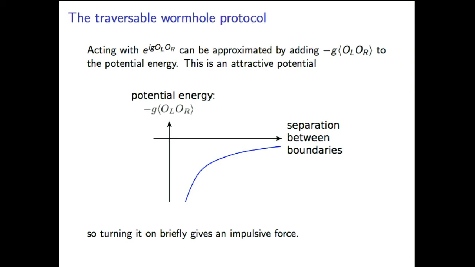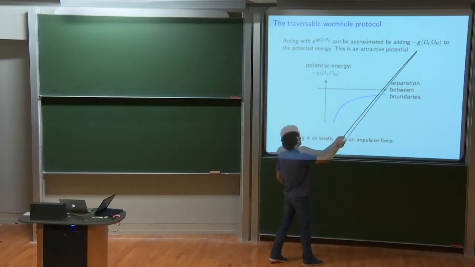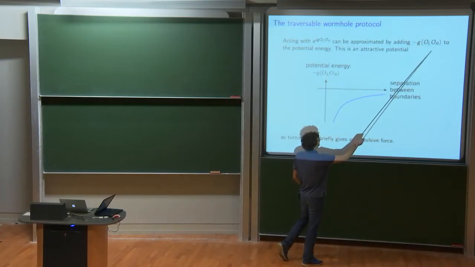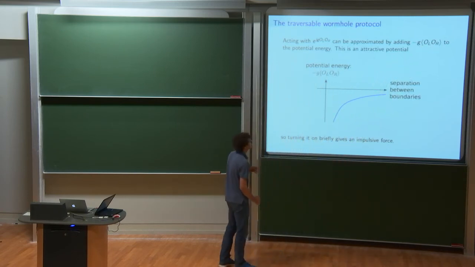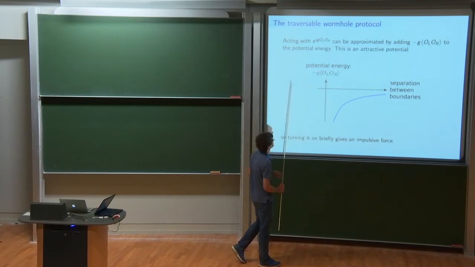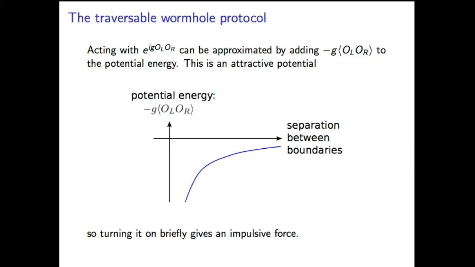And that potential, the expectation value of these operators, depends on how far apart the two boundaries are. So if we think about this potential as a function of the separation between the boundaries, it's a curve that looks roughly like this. If g is positive, in particular, you'll notice that it's an attractive potential between the two boundaries. It wants them to be closer together.